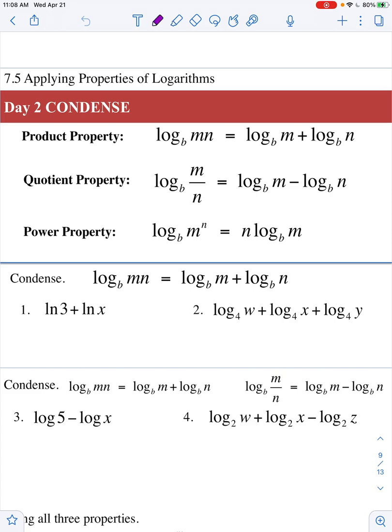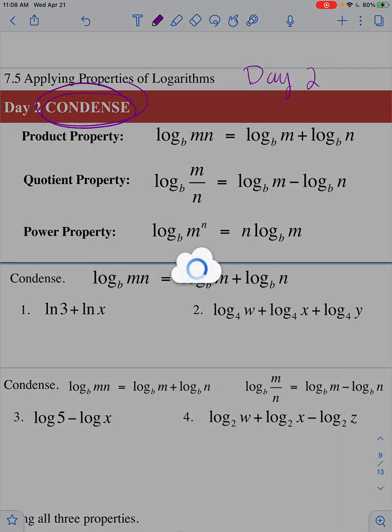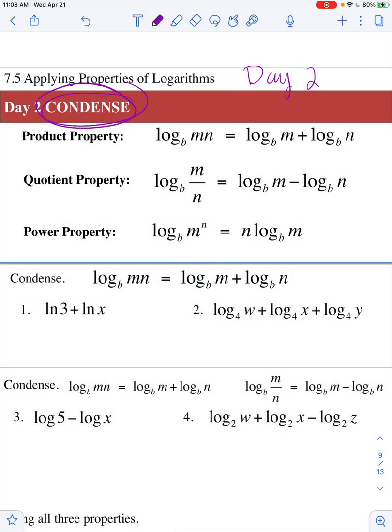So, we're talking about what we talked about yesterday. 7.5, we're doing the properties of logs. This is going to be day 2, and the word of today will be condense. So, we're doing the exact opposite of what we did yesterday. These properties are the same. Yesterday, we started with something that was multiplied together and broke it up by addition.